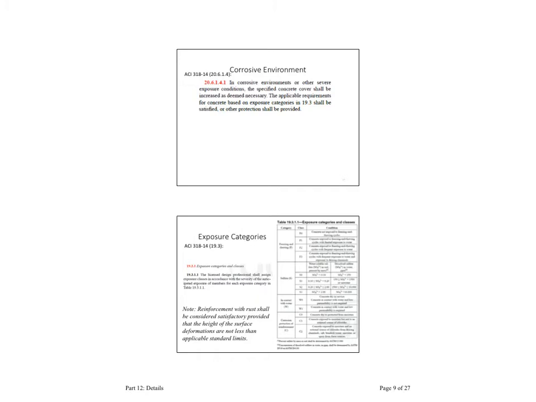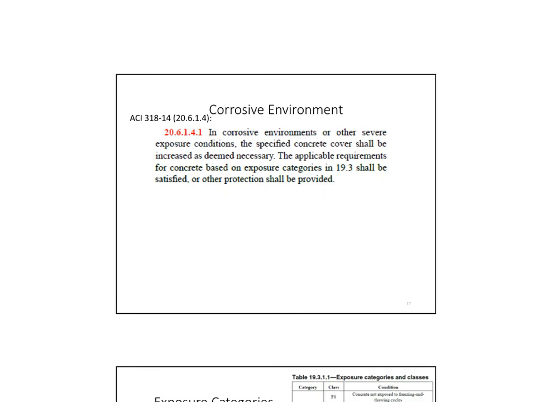Now we're talking about corrosive environment in the code. We're just touching on this. We kind of understand what the code is and how the code is dealing with corrosive, harsh environments. It says in corrosive environments or other severe exposure conditions, the specified concrete cover shall be increased as deemed necessary. Now, how much of an increase? It doesn't really tell you exactly how much of an increase you will have. It leaves it up to you.